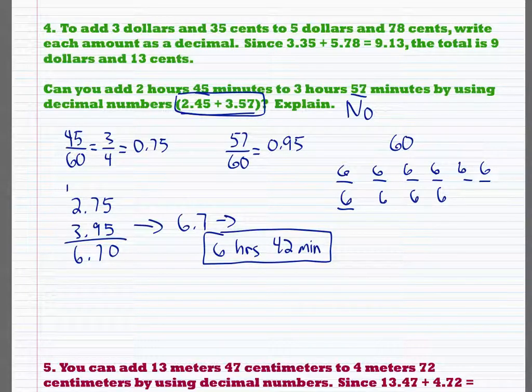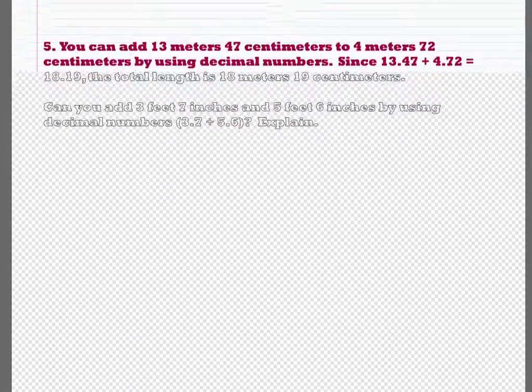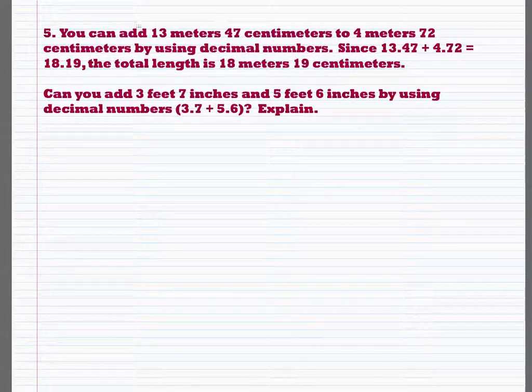All right, so moving on to the next one, last one, same type of problem here. The meters and centimeters are metric system. A metric system are based off powers of 10. So that's why that works. Can I add 3 feet 7 inches and 5 feet 6 inches by using decimal numbers 3.7 and 5.6? Again, the answer to this would be no, because our customary system of feet and inches is not based off 100. So you all know that there are 12 inches in a foot.